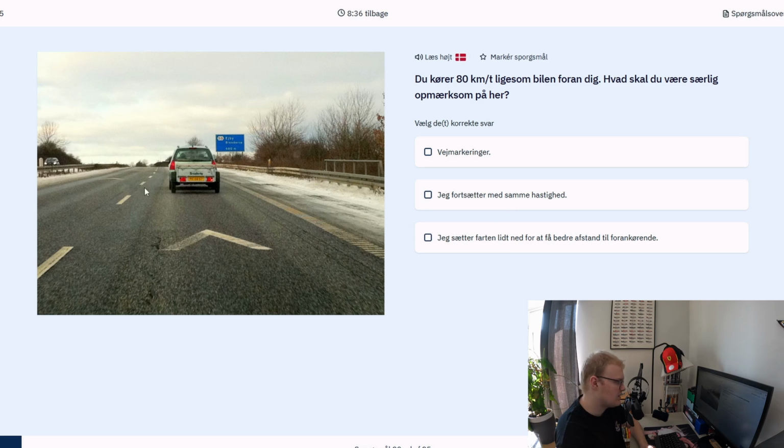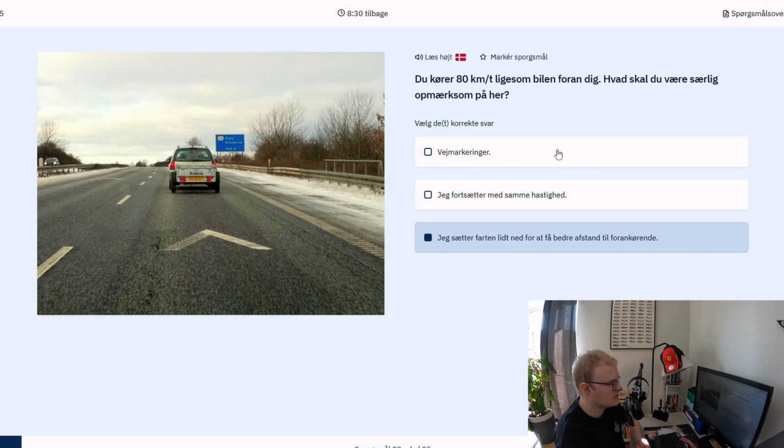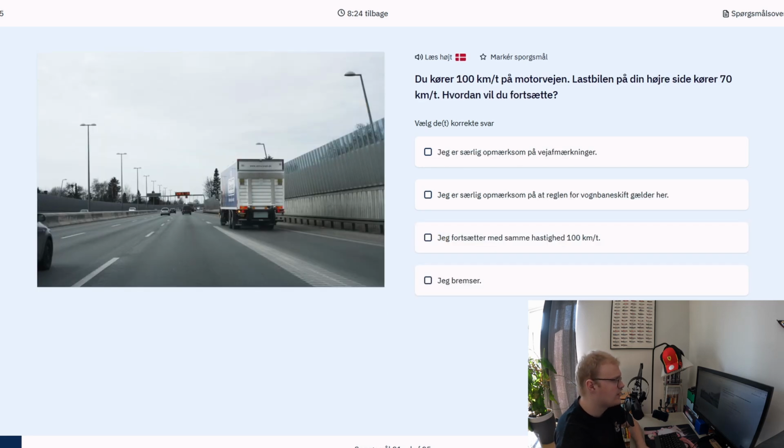I wouldn't say so. I'm way too close to this guy. So I will slow down a little bit to create a better distance, which is this one. This one just says road markings. I don't think that's necessary, but I might be wrong. So we'll find out. Okay.